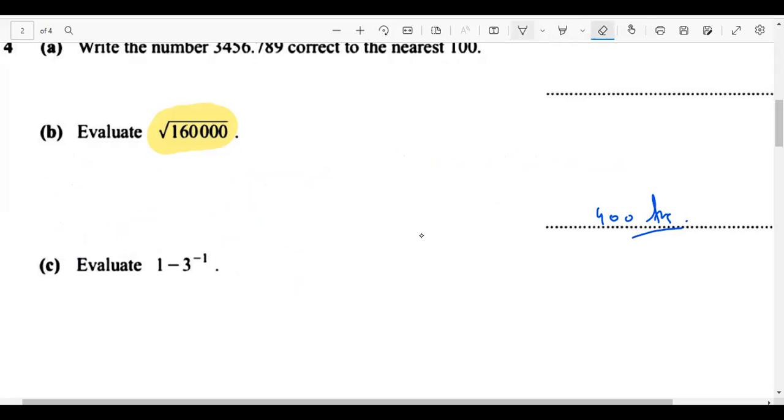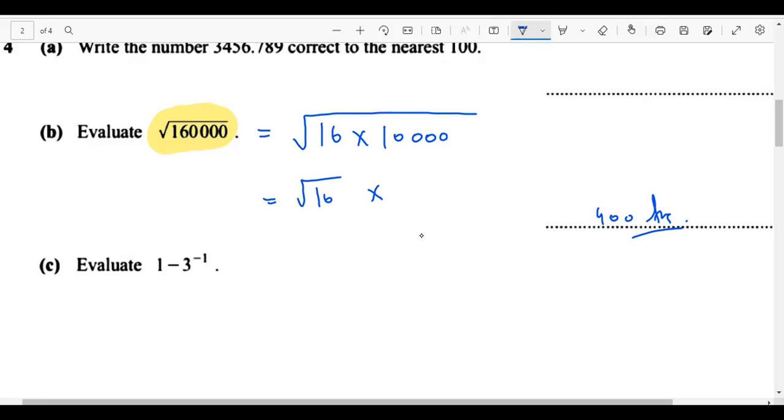एक और तरीका ये है कि मुझे पता है कि इसको मैं लिख सकती हूँ as 16 multiplied by 10,000. ठीक है? I know that इसको मैं ऐसे लिख सकती हूँ under root 16 multiplied by under root 10,000. 16 का under root is 4 and 10,000 का under root is what? 100 multiplied by 100 would give you a number with 4 zeros. So it is going to be 100 and 400 is going to be the answer.